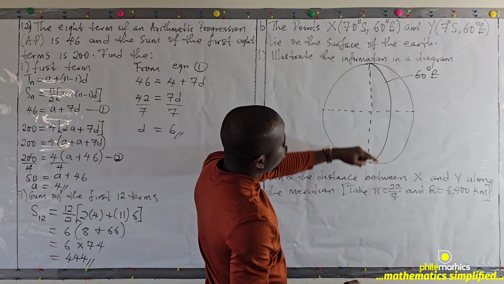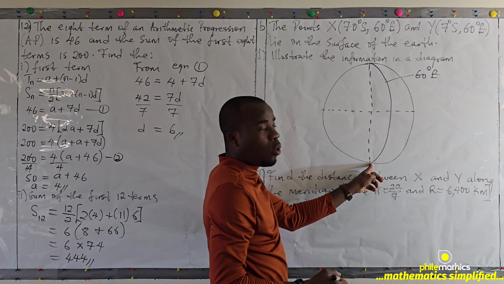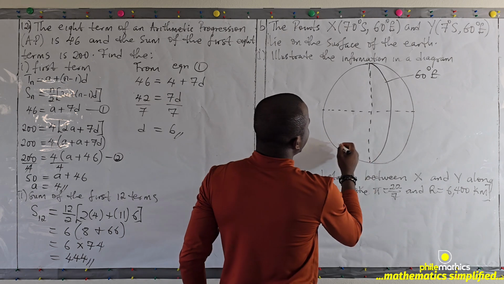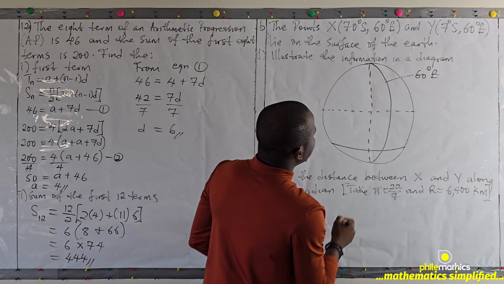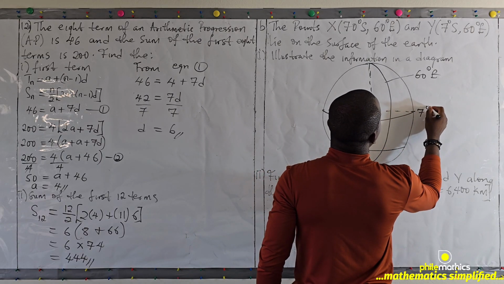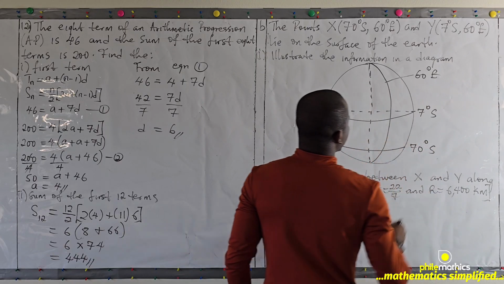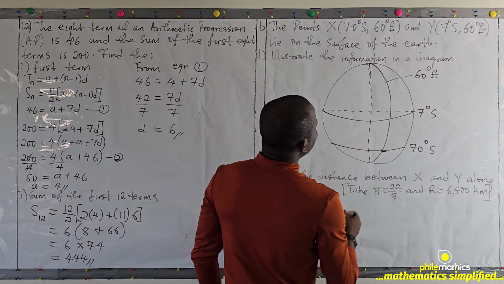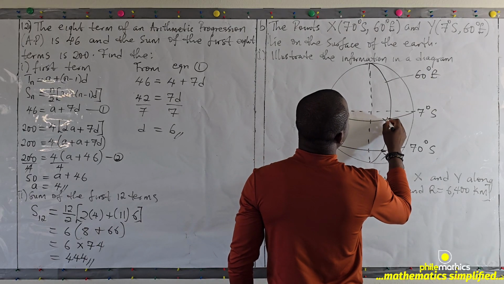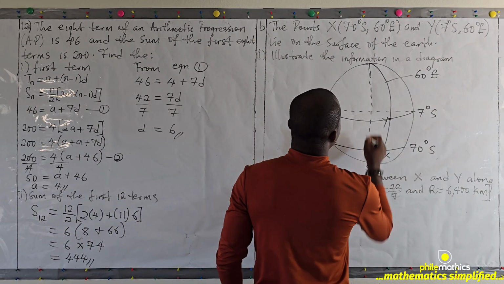70 degrees south. So from this equator, as you go towards the pole, it increases. So this is from 0 to 90. And so 70 will be along this side, and 7 degrees will be close to the equator. So this is 7 degrees south, and this is 70 degrees south. So this is the point. So X is here and Y is here. This is the diagram we're asked to draw. This is south, this is north.